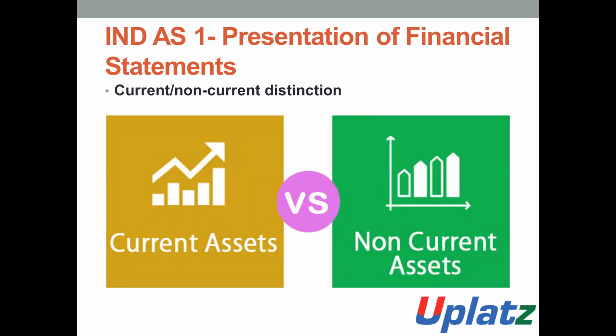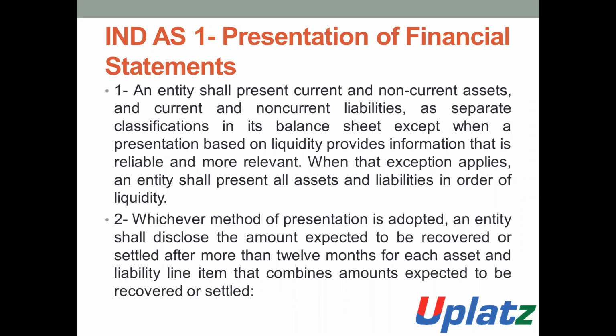Current and non-current distinction: current assets and non-current assets, current or non-current differences. An entity shall present current and non-current assets and current and non-current liabilities as separate classifications in the balance sheet. That is, all the current and non-current assets and liabilities are classified separately in the financial statements, except when a presentation based on liquidity provides information that is reliable and more relevant.